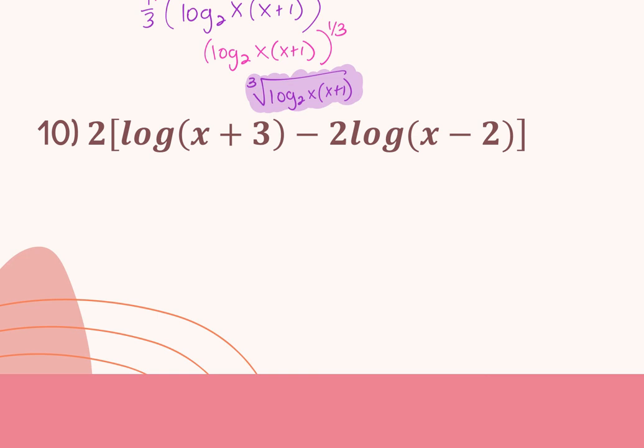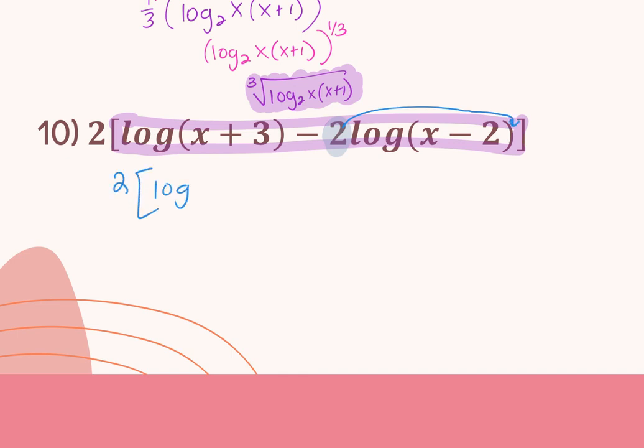All right, last one. Again, the 2's on the front of all of it. So I'm going to do the inside first and then raise it to the second power. Or you can bump the 2, but you've got to do what's inside first either way. So this time it's subtraction, and there's a 2 here. So this 2 is going to go here. This would be 2 log x plus 3 minus log x minus 2 squared.